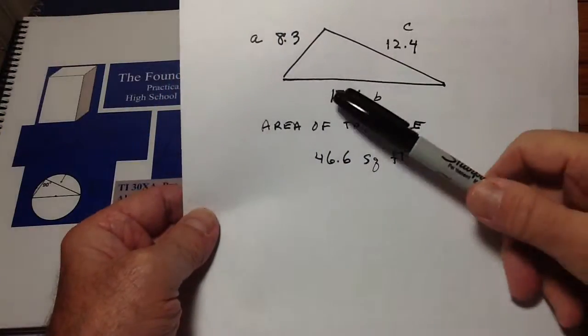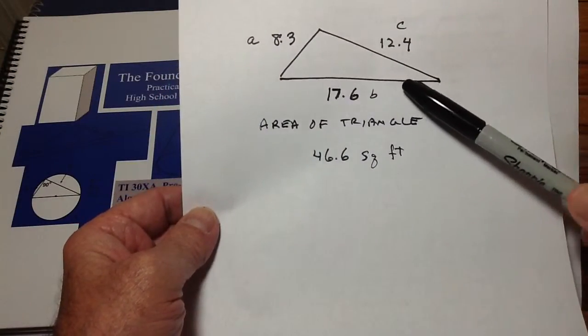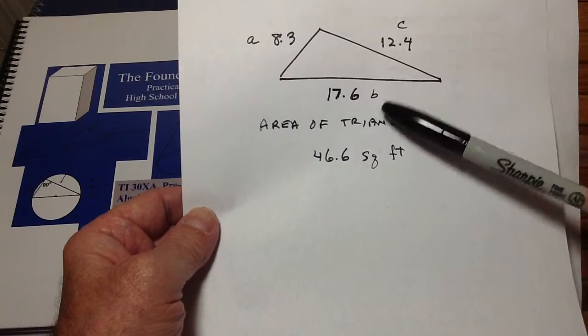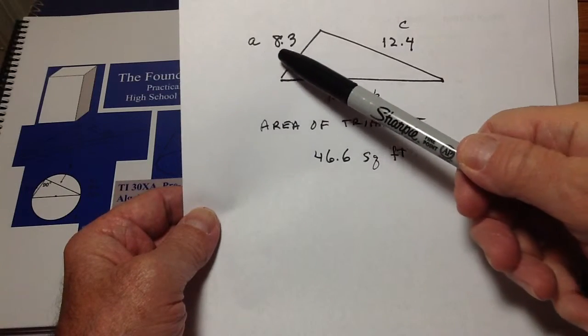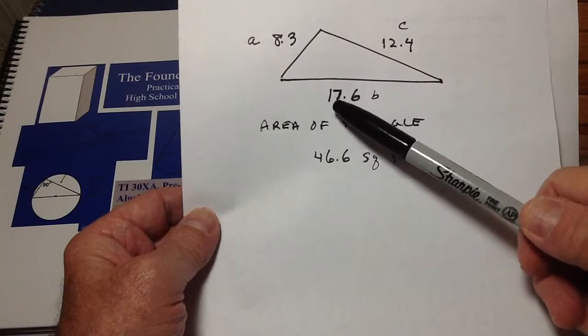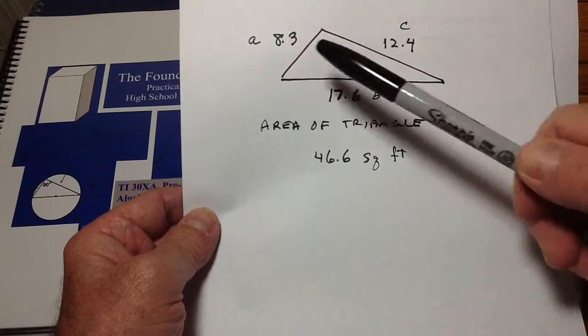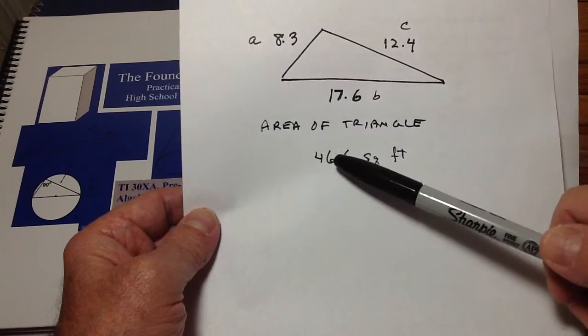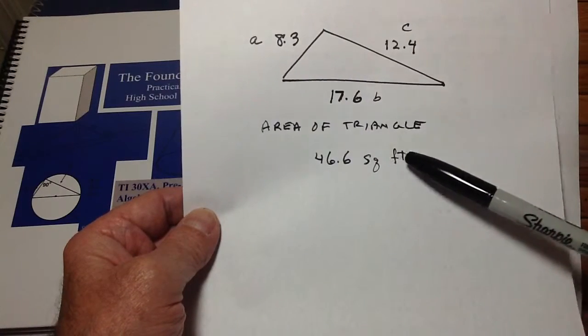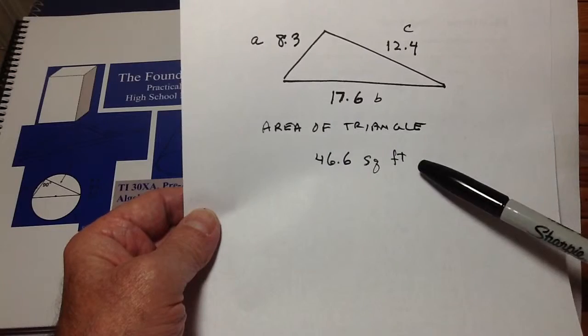Now you may recall that I did the area of this triangle at the very beginning of this lesson. And if you go back and look at it, I let 8.3 be A, 17.6 was B, and 12.4 was C. And then I went through the process, and I got the answer 46.6 square units. Since these were all feet, this would be square feet.